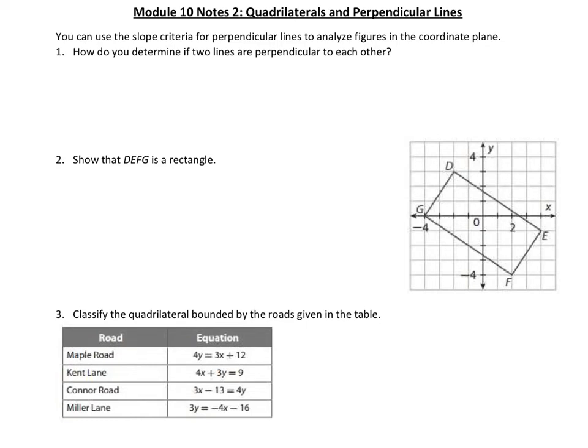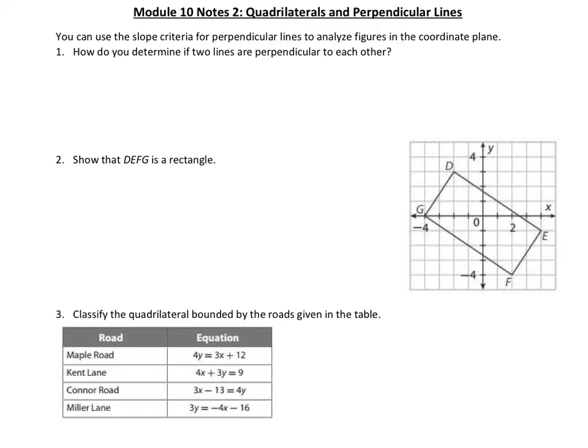In these video notes, we are going to use our properties of parallelograms, trapezoids, and kites to determine which type of parallelogram we have, but we are also going to be looking at the slopes and if we have perpendicular lines instead of just parallel lines. So how do we determine if two lines are perpendicular to each other?